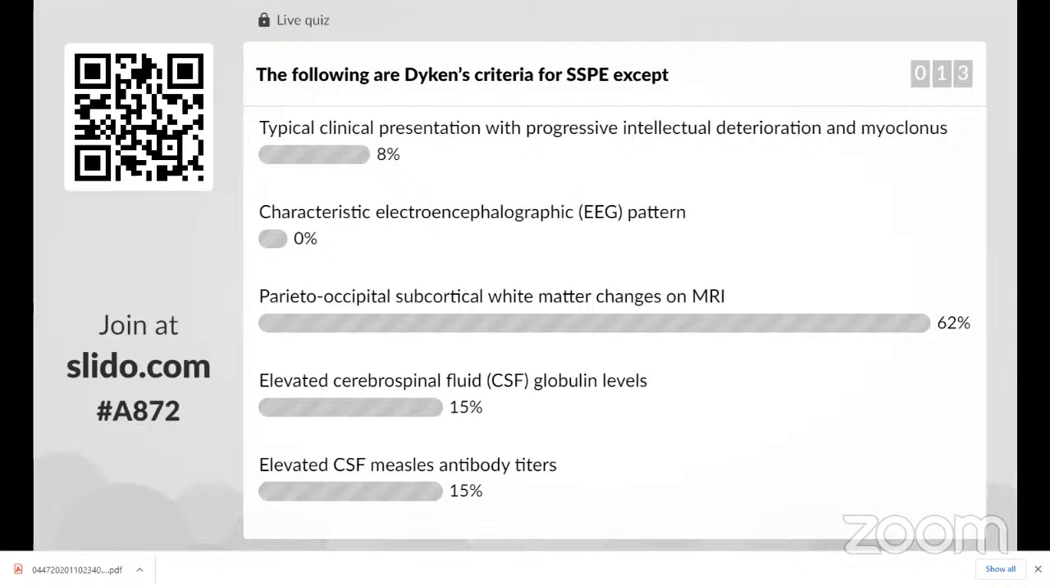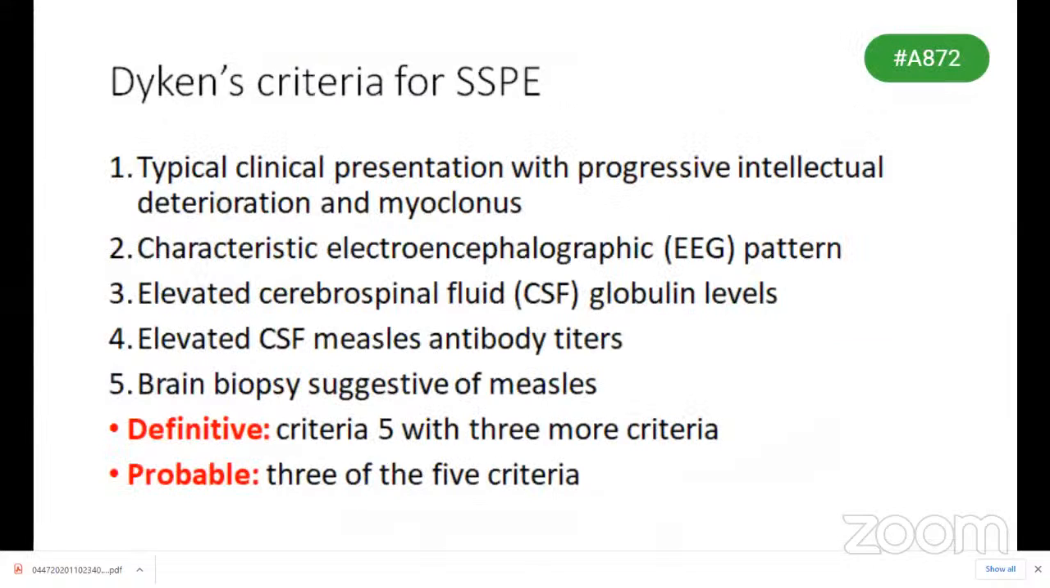Okay. 62% say parieto-occipital white matter changes on MRI, which indeed is the correct answer. The Dyken's criteria were way before MRI was there. Dyken gave these criteria probably in the late 80s. The criteria said typical clinical presentation with progressive intellectual deterioration and myoclonus, characteristic EEG abnormalities, CSF showing elevated globulin levels, elevated measles antibody titer, and of course he also spoke about brain biopsy. The definitive criteria says brain biopsy plus 3 more, or the probable would say 3 of the 5 or 3 of the 4 criteria. That's how SSPE is being diagnosed if you don't do brain biopsy.